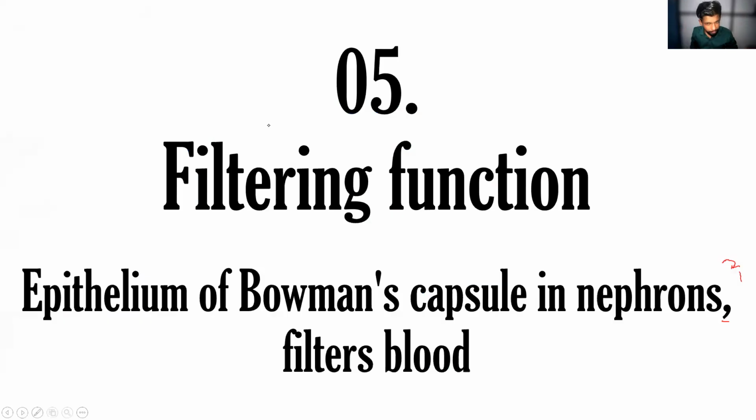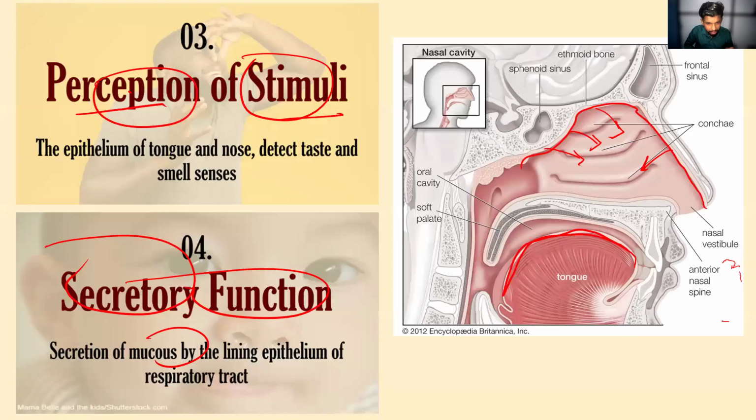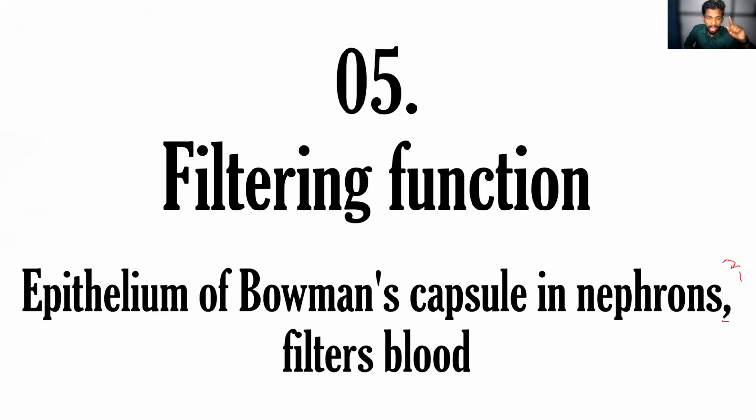So in total we have 5 functions. First one, lining the free surface. Second one, absorption. Third one, secretion. Fourth one, perception of the stimuli. Perception means receiving the stimuli. And fifth one, filtering. These are the functions of the epithelial tissue.